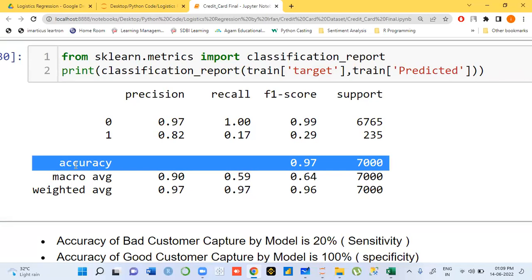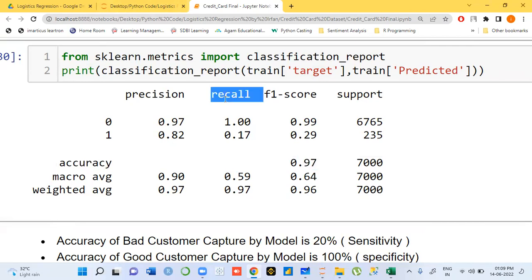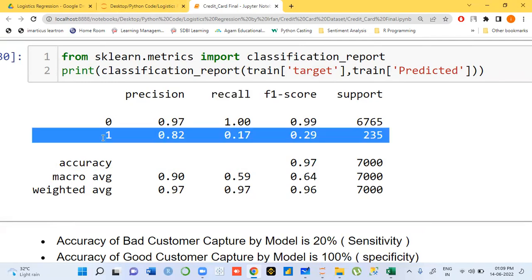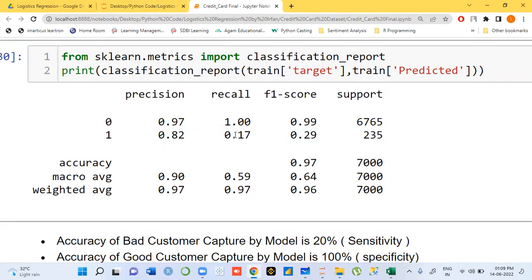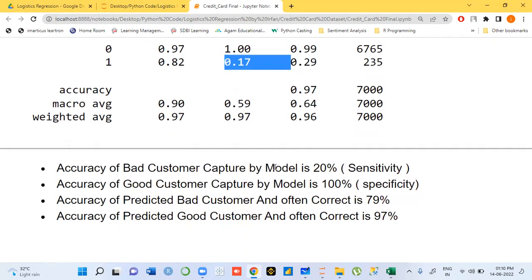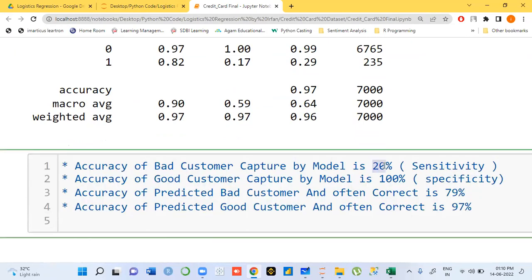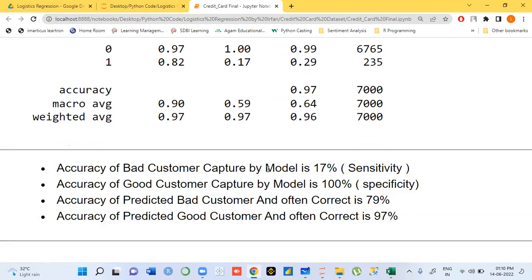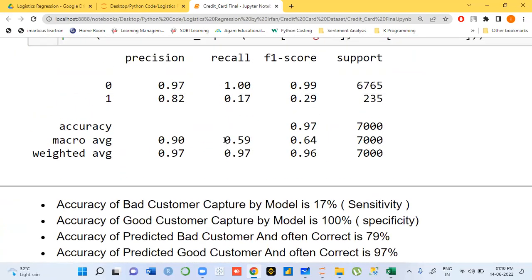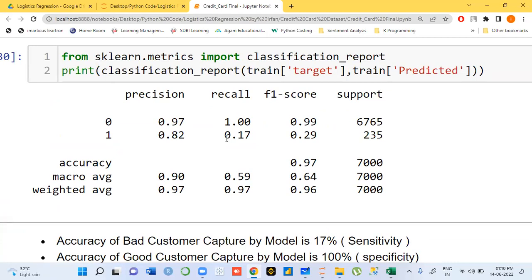What is the meaning of sensitivity? Read the definition, anyone? Anywhere we have recall, and 1 stands for bad, 1 for bad, this is for recall. How much percent we have? So here we say 17% is the accuracy for bad capture. Clear. What is sensitivity?